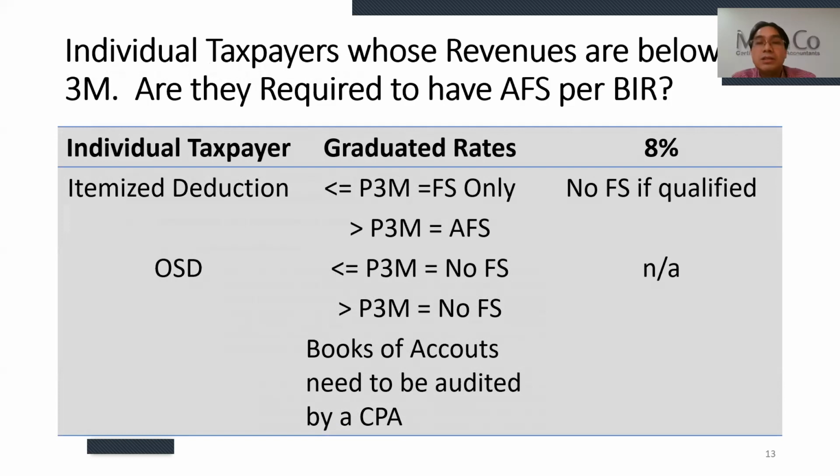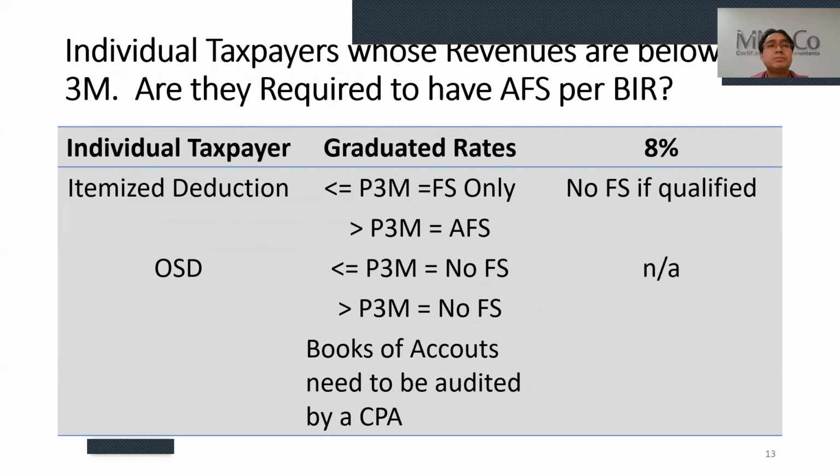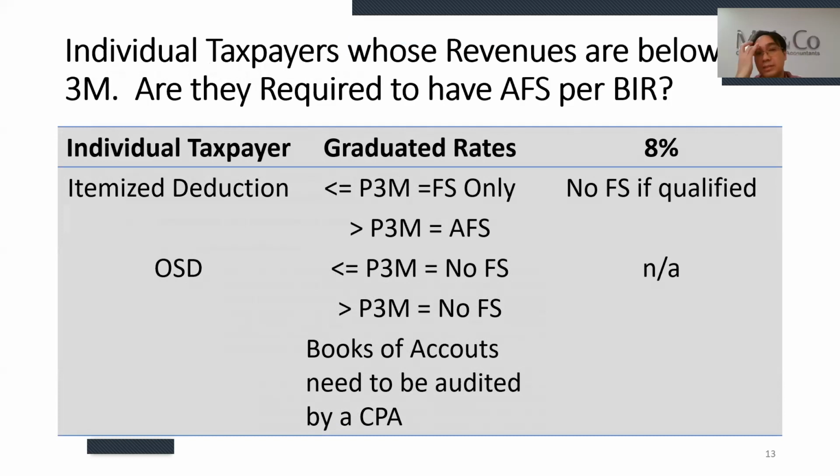Sabi ko nga sa inyo, you can take pictures of the slides if you want. Sabi dito, individual taxpayer, itemized deduction. So kapag itemized deduction, at ang ginamit mo ay, syempre, graduated rates kasi itemized ka, no? Less than or equal 3 million, FS only. Okay? Pagka naman more than 3 million, audited FS. Kaya FS only kasi itemized.